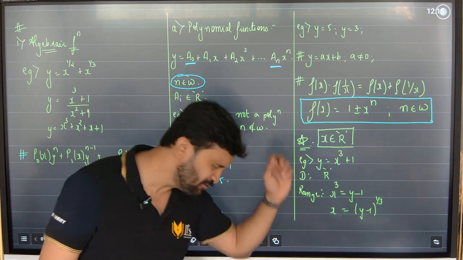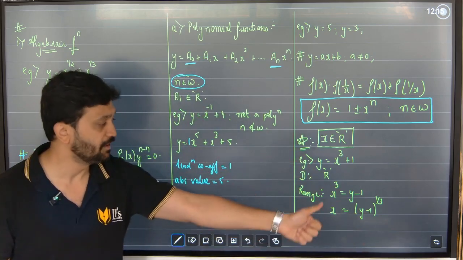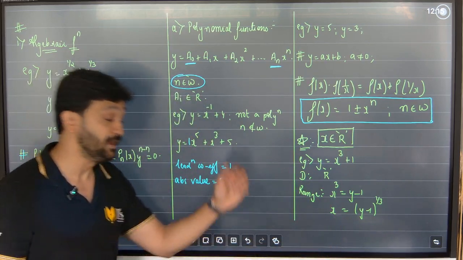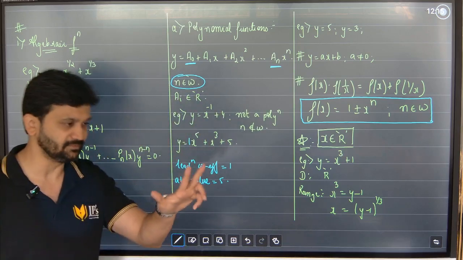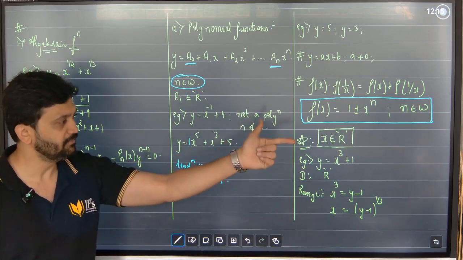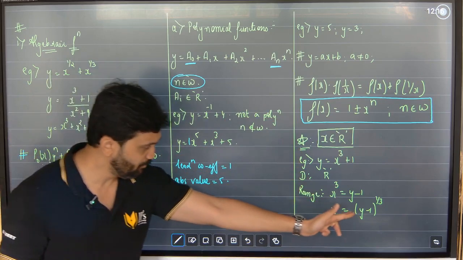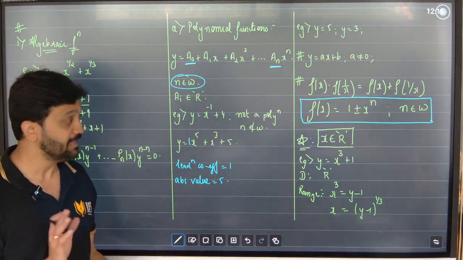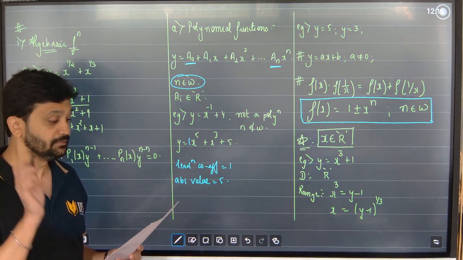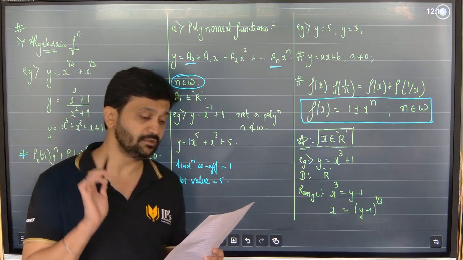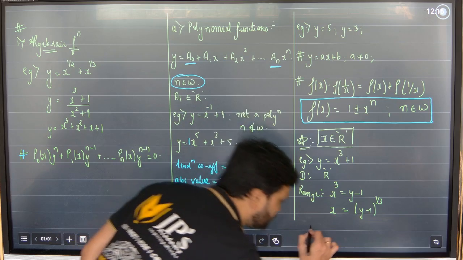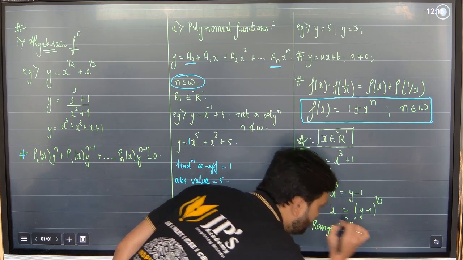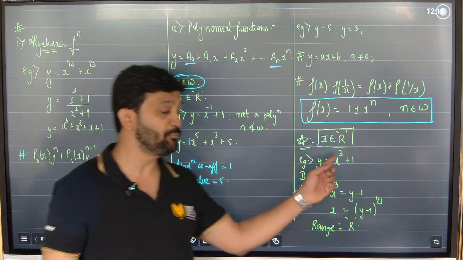If I put any value of y, any positive value of y, any negative value of y, or y as 0, these are the three cases: positive value of y, negative value of y, and 0. If I take positive, negative or 0, I will still get an answer. And that is why the point that we wrote, that range of odd degree polynomial is all real numbers. So the range also is going to be all real numbers, because it is an odd degree polynomial.